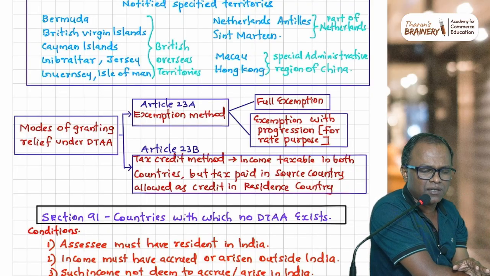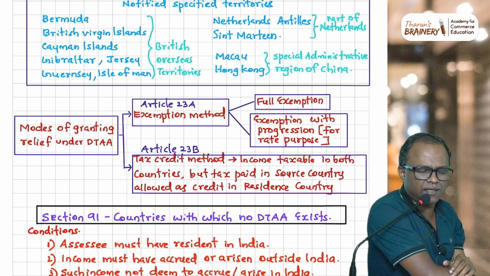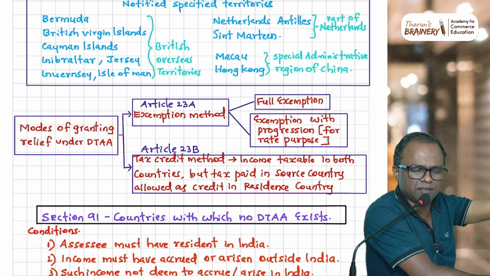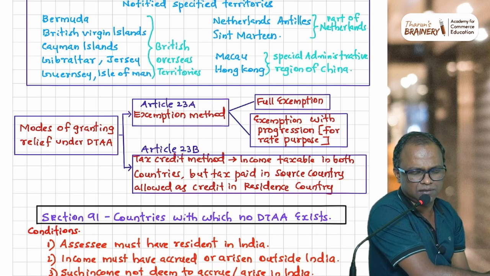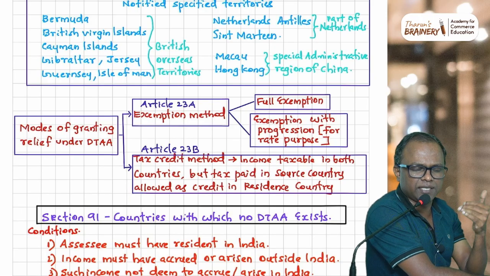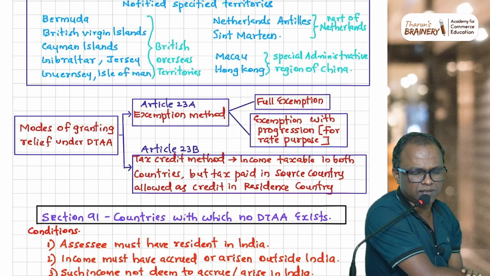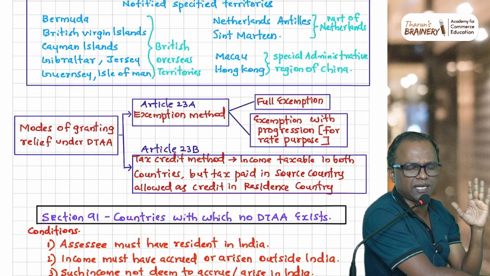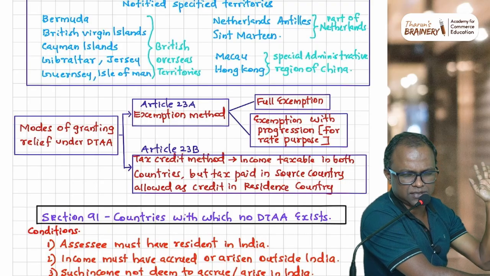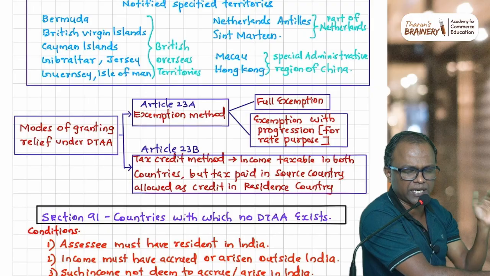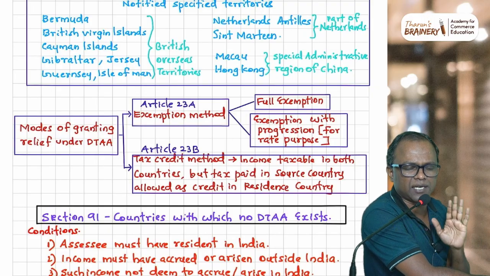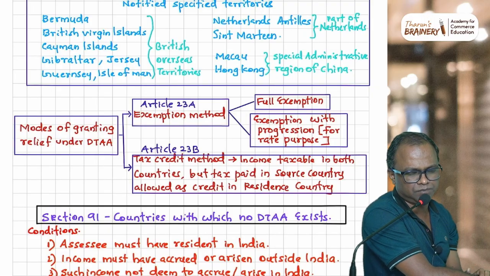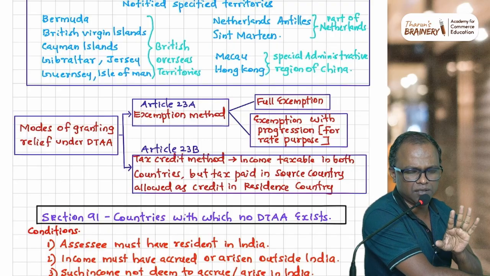For example, India is the residence country. There is another country, country X, the source country. A person got an income of 5 lakhs from that source country. As per the agreement between India and country X, that income will be taxable in country X. But in India, that 5 lakhs can be considered for rate of tax purpose. So his foreign income is 5 lakhs. What is his Indian income?